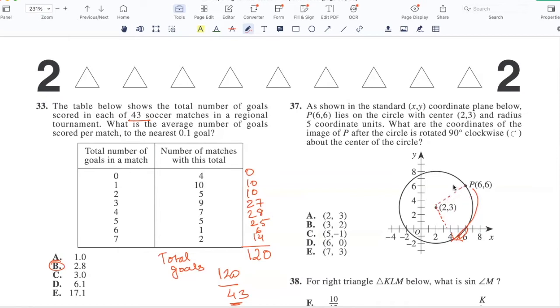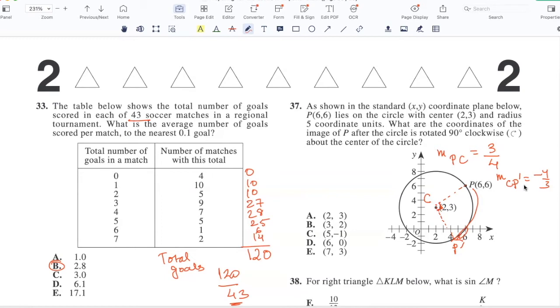So let's see. It will be 90 degrees, so these two lines will be perpendicular, right? So what is the slope of this line? Let's say this is the center C. So the slope of line PC would be 6 minus 3, 3, divided by 6 minus 2, 4. And let's say this is P dash. So the slope of C P dash would be negative 4 by 3, right?